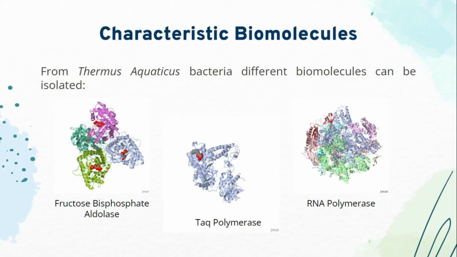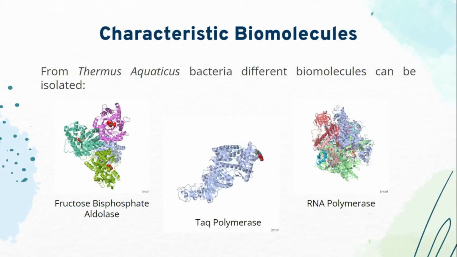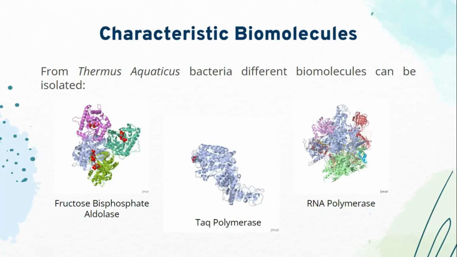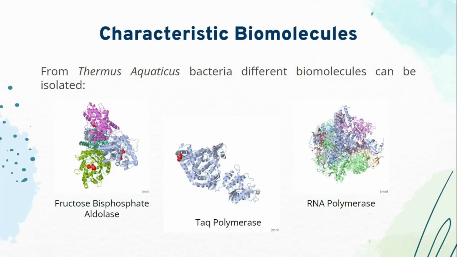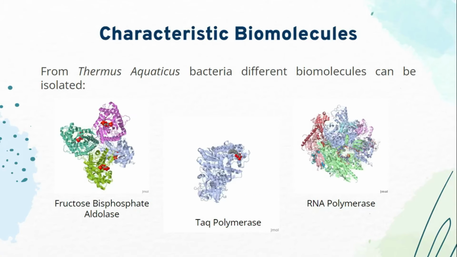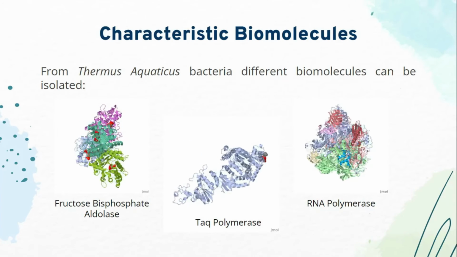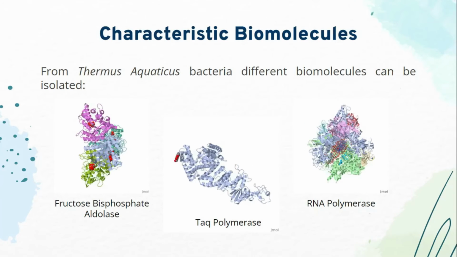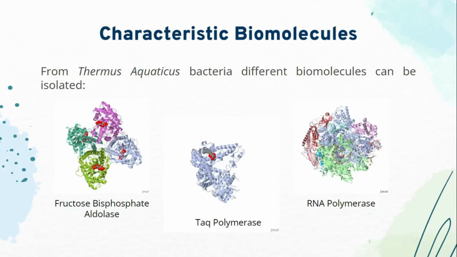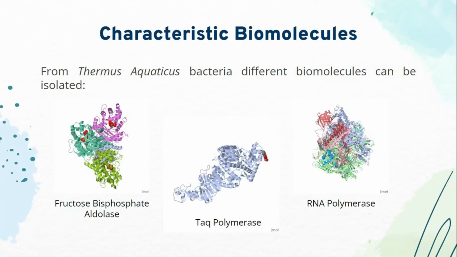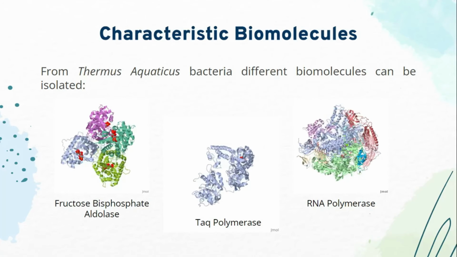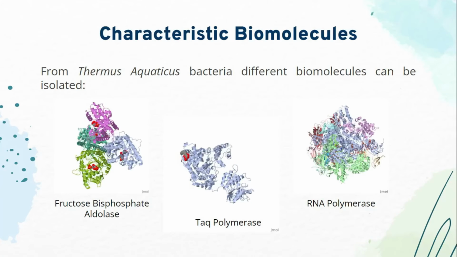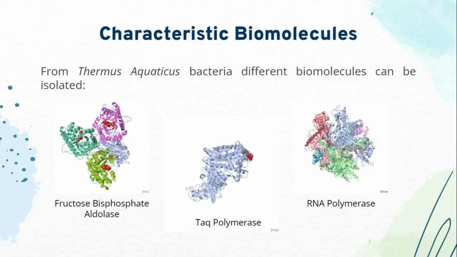From Thermus aquaticus bacteria, different relevant biomolecules can be isolated. For example, fructose bisphosphate aldolase, or commonly known simply as aldolase, which is an enzyme that catalyzes the decomposition of certain sugars and their transformation into usable energy in the process known as glycolysis. A second example is the so-called RNA polymerase 1HQM. This biomolecule can implement ribonucleotides to synthesize RNA from a sequence of DNA that serves as a pattern or model.